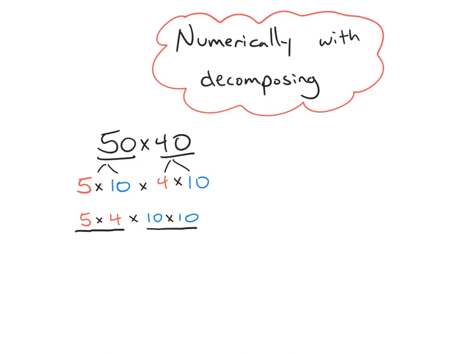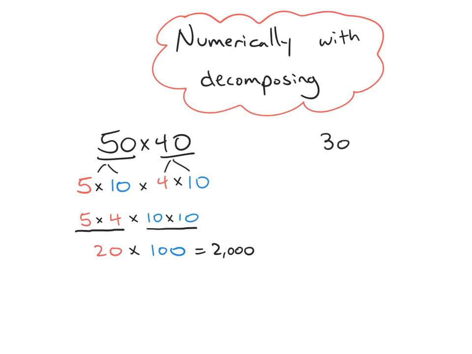So 5 times 4 is equal to 20. And then we're going to be multiplying that by 10 times 10, which is equal to 100. And so you can see that we're back to the same problem we had a little bit earlier, 20 times 100, and that's going to be equal to 2,000. So we can use this decomposition to solve these multiplication problems dealing with 2-digit multiples of 10. I'm going to do one more example solving numerically.